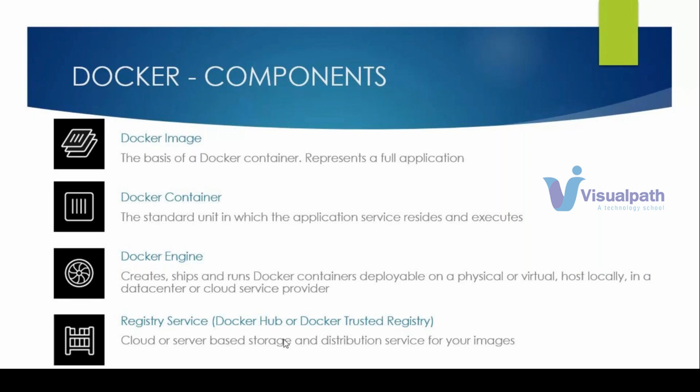So create, ship, and run Docker containers deployed on a physical or virtual host, locally, in a data center, or on a cloud service provider. We just need to install Docker and the Docker related configuration on the platform, and then we can utilize the features of Docker there. Then the registry service: I was talking about Docker Hub, both public and private in nature, but based on the cloud vendor, they have their own registry as well.